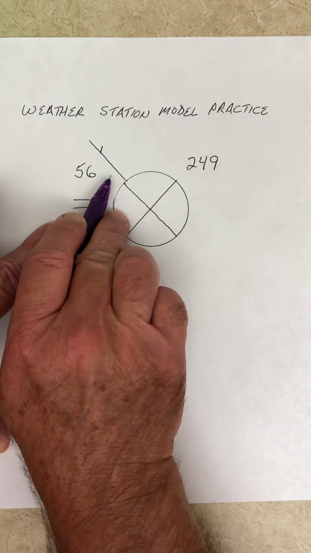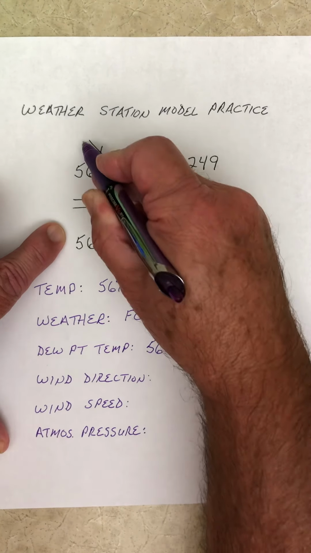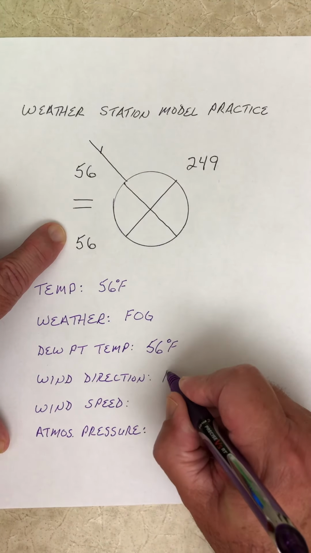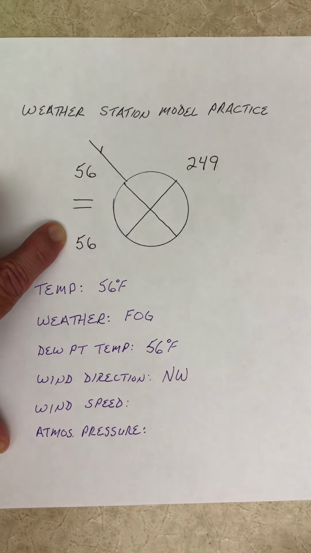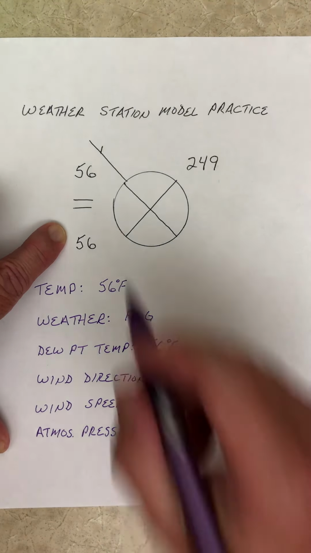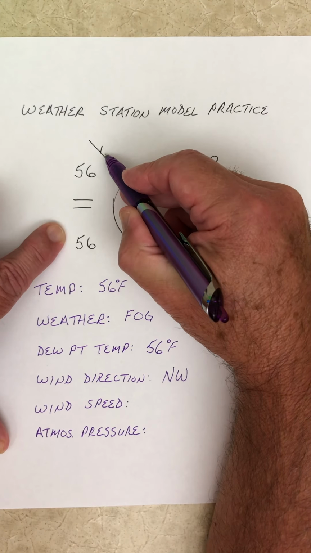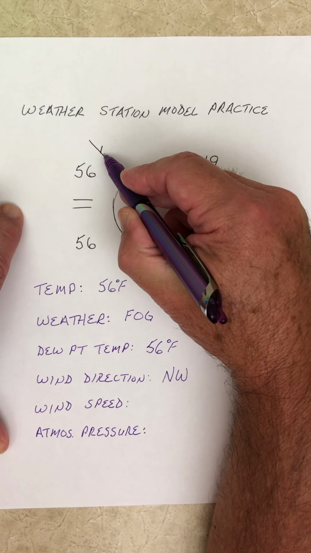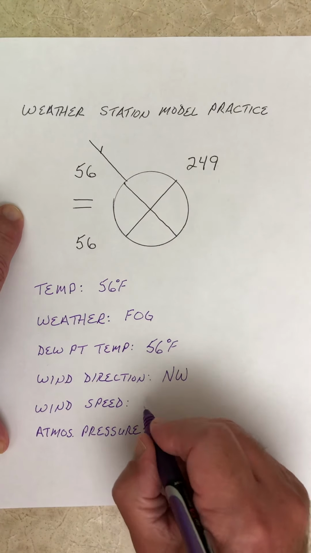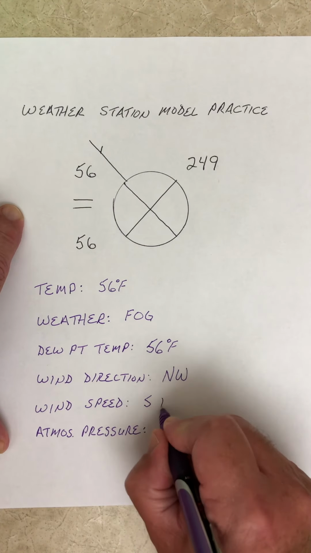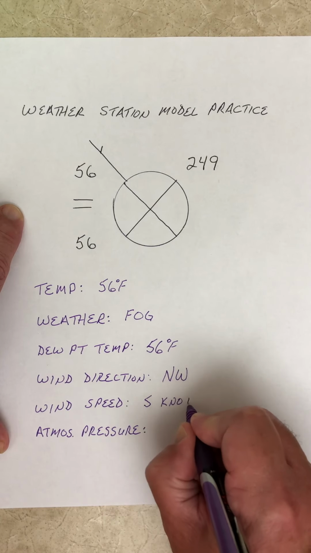The wind direction, so our flagpole is pointing off towards the northwest. So our wind direction is northwest, blowing towards the southeast. Our wind speed, notice that we have a short flag. It's not all the way at the end of the flagpole. So this would be a 5-knot wind.